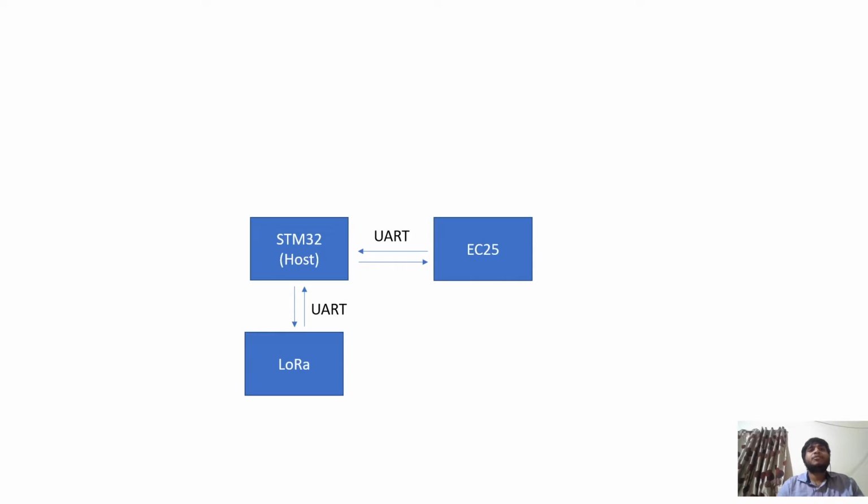This is an STM32 based LoRa concentrator that sends out the radio messages received on LoRa onto the 4G module. The STM32 is a host microcontroller sitting and communicating between the 4G module, that is the EC25, and the LoRa radio module. Here in India, we are running LoRa on the 865 megahertz band, so it constantly receives any message on LoRa and sends it over 4G.